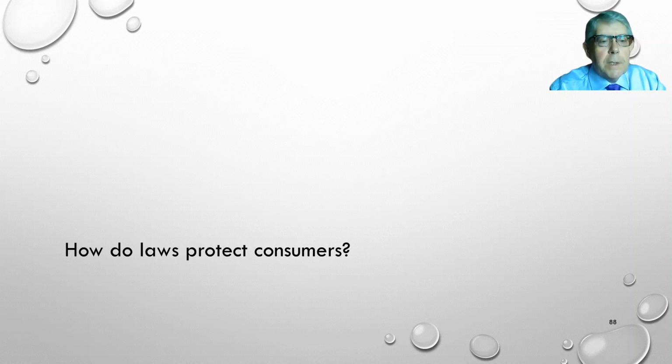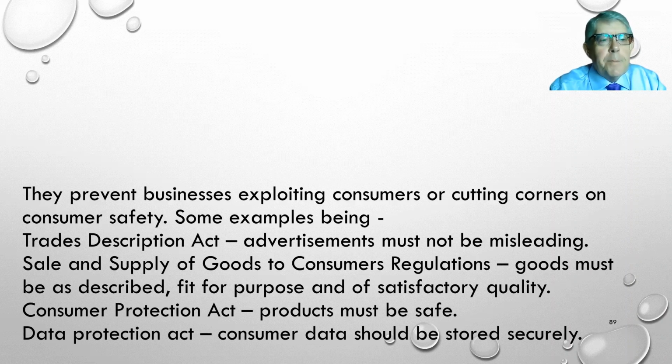How do laws protect consumers? They prevent businesses exploiting consumers or cutting corners on consumer safety. Some examples being the Trades Description Act, advertisements must not be misleading, sale and supply of goods to consumers regulations, goods must be as described, fit for purpose, and of satisfactory quality. The Consumer Protection Act, products must be safe. And then the Data Protection Act, consumers' data should be stored securely.